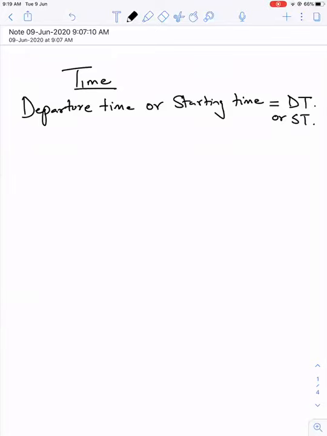Then the next term which we need to understand is the arrival time, or the ending time of the journey. In this video, I'm going to refer to this with AT, or I'm going to use ET for this, ending time.